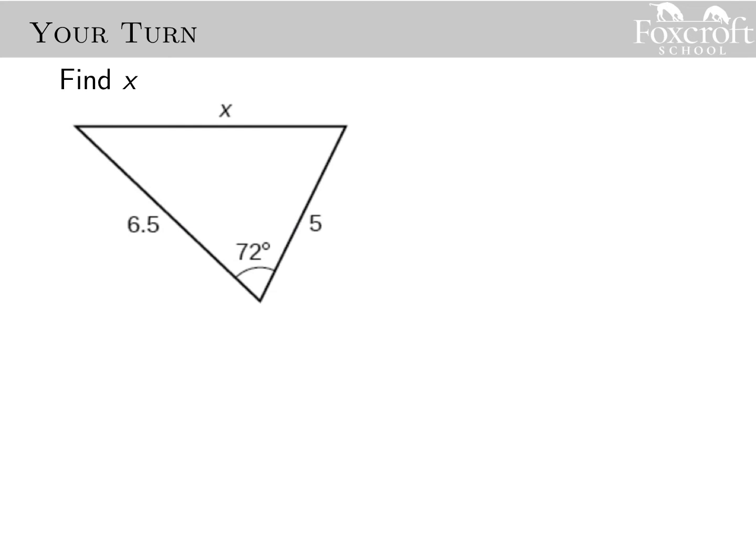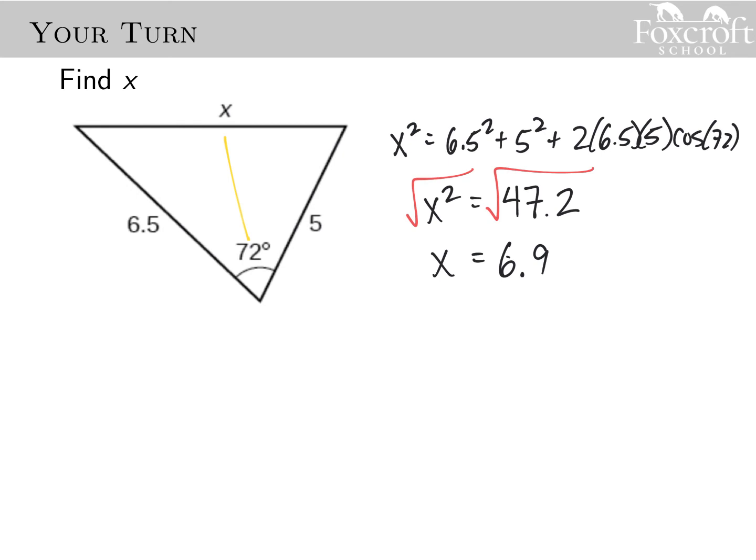All right, so for your example, you don't have to go through the whole thing, but you have to find this value of x. And this is the answer I came up with. So I used, again, the x is by itself because the 72 is what we want in the cosine. That whole right-hand side, put in a calculator. Take the square root of both sides, and you get 6.9 as your answer.